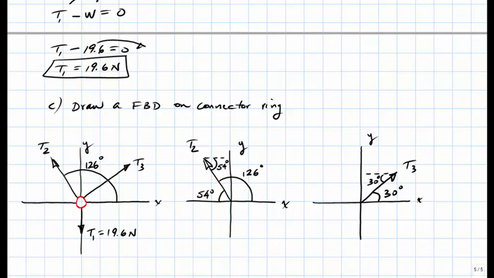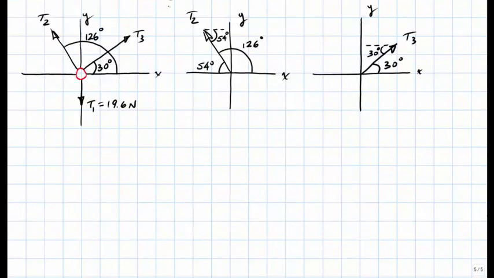And let's note that within our free body diagram. So there is our 30 degree angle. Now, in order to determine the magnitudes of these three vectors, we already have the magnitude of T1, but we still have to find the magnitude of T2 and T3. In order to do that, we must first determine the x and y components of each of these vectors. So let's begin that process.